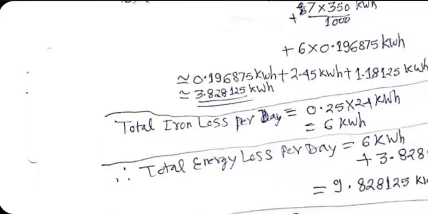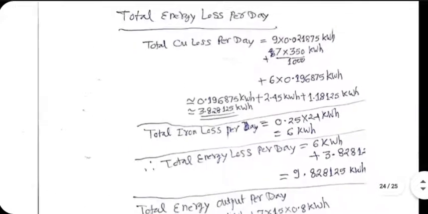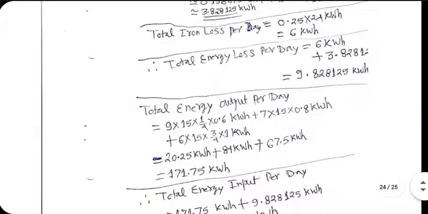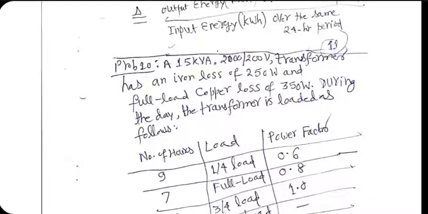Hence, the total energy loss will be 3.828125 plus 6 kilowatt hour, which gives you 9.828125 kilowatt hour. This is the total energy loss per day. Now, total energy output in this period is the next thing to do. You again go row by row. Look at the first case where load is 1/4.